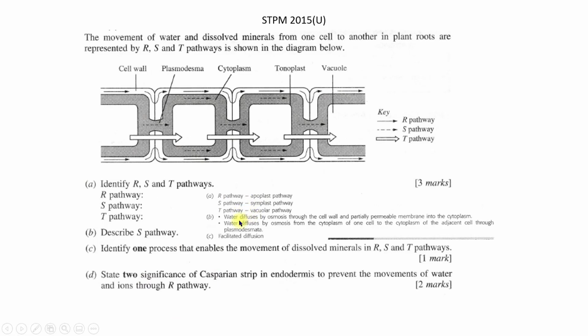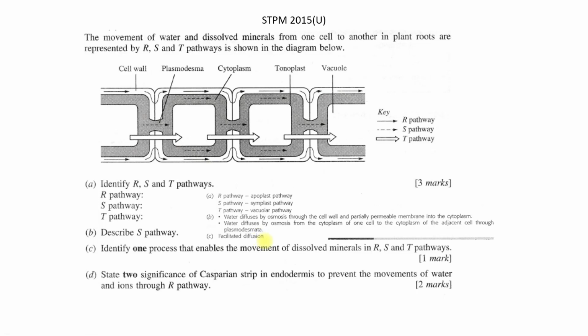Describe the S pathway, the symplast pathway. I already mentioned this, so you can follow the notes earlier, or refer here to the textbook, which already provided the answers. Water diffuses by osmosis through the cell wall and partially permeable membrane into the cytoplasm. Water diffuses by osmosis from the cytoplasm of one cell to the cytoplasm of the adjacent cell through plasmodesmata. Then C, identify one process that enables the movement of dissolved minerals in R, S, and T. That is facilitated diffusion.